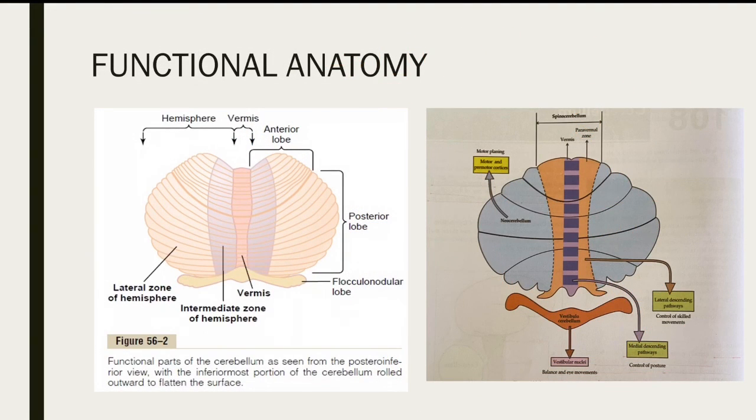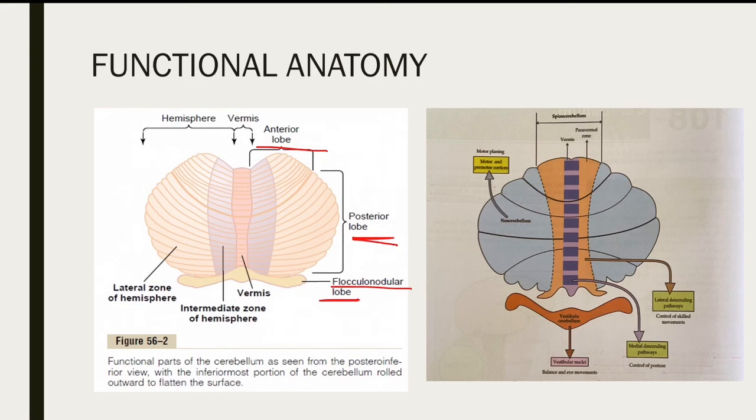Functional anatomy of the cerebellum. There are two transverse fissures which divide the cerebellum into three lobes: an anterior lobe, a posterior lobe, and the flocculonodular lobe. These two fissures are the primary fissure and the posterolateral fissure.